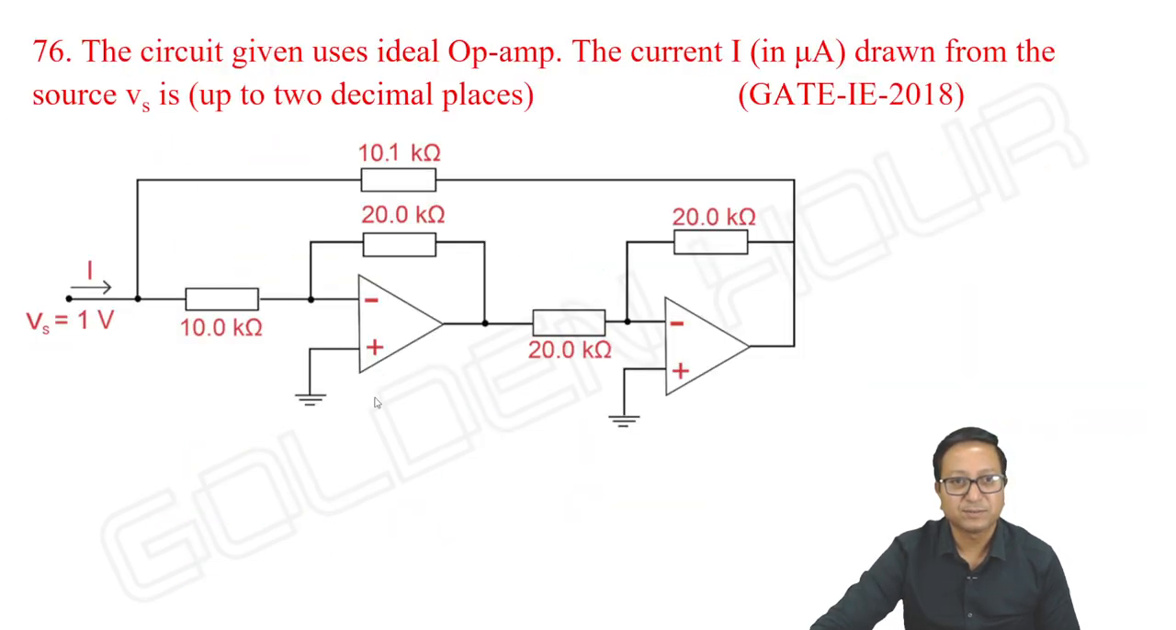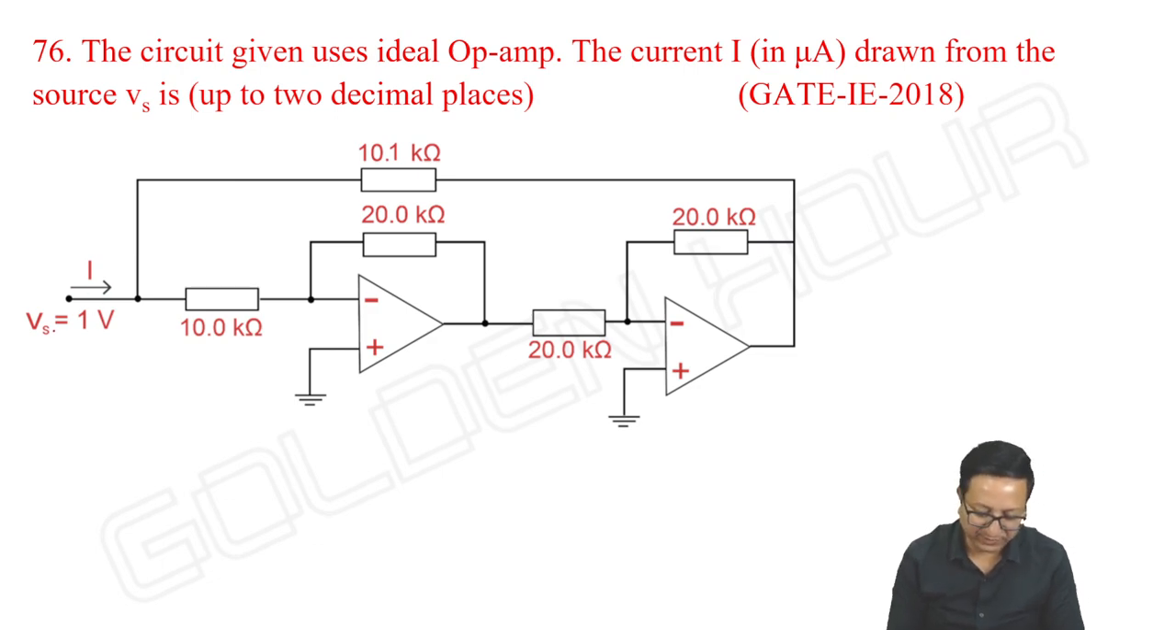Next question. The circuit shown in the circuit given uses an ideal op-amp. The current I in microamperes drawn from the source Vs is up to 2 decimal places. In microamperes they are asking. Okay. So actually, instead of asking Vs by I, they are asking only I. Doesn't matter.